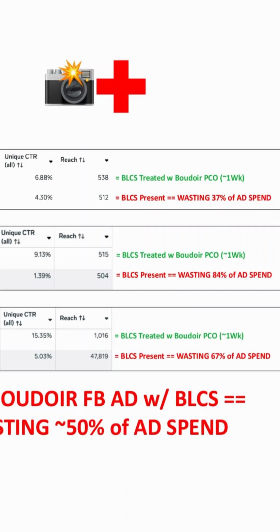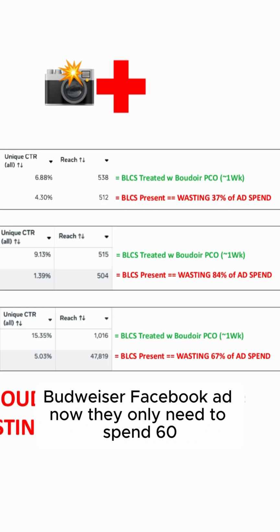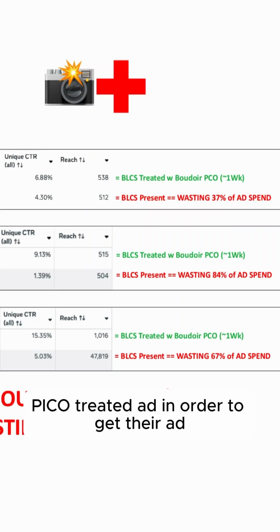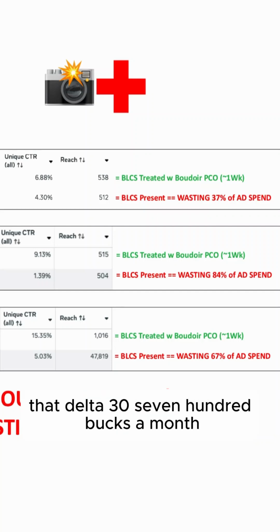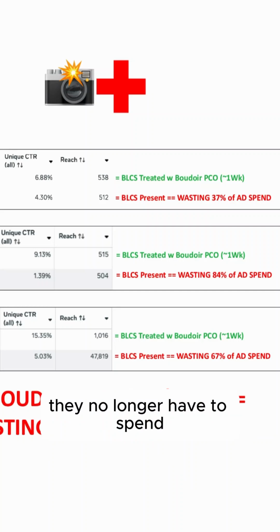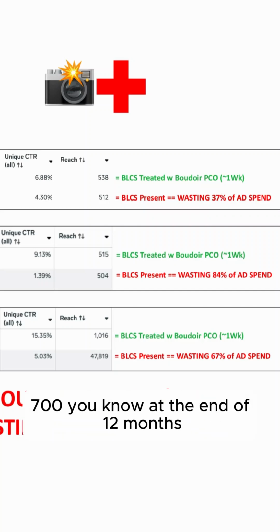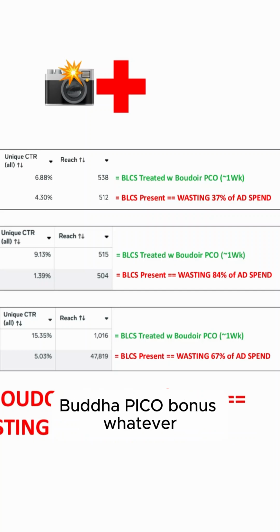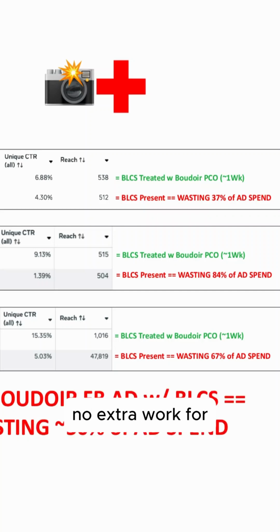As a result, if they were spending 10 grand a month on the original Boudoir Facebook ad, now they only need to spend 6,300 bucks a month on the new Boudoir Pico treated ad in order to get their ad into the same number of women's brains. And that difference, that delta, 3,700 bucks a month, they no longer have to spend. You can just keep it in the pocket every single month, 3,700, 3,700, 3,700. At the end of 12 months, it's like a 40K phantom bonus, Boudoir Pico bonus, back in their pocket that they didn't have to do any extra work for.